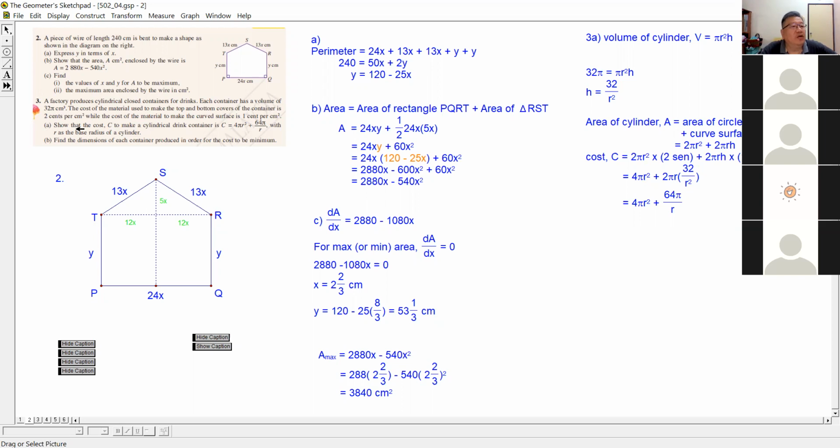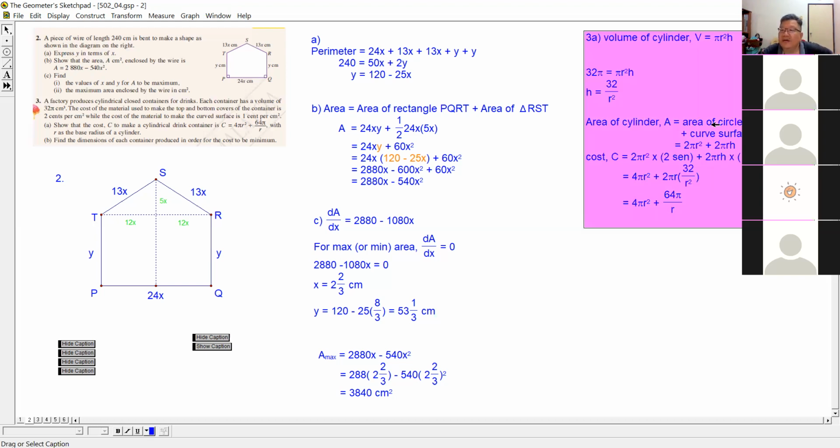Okay, now they want to show the cost of making the cylindrical container. To make the cylindrical container, you have to make the area, right? Use the aluminium foil, you cut, then make the curved surface area. So the area of the cylinder is actually the area of the circle, the top part, and the area of the circle, bottom part, and also the curved surface area.